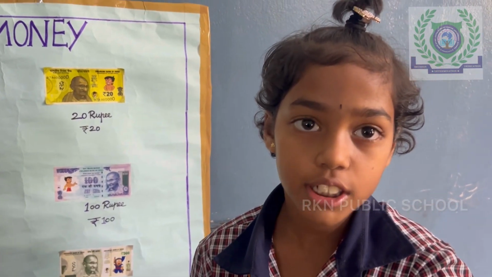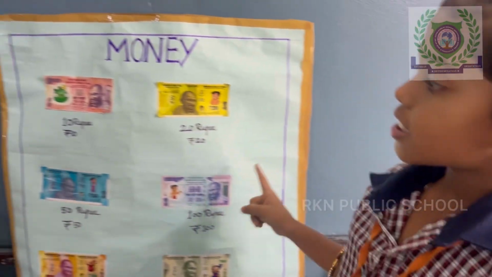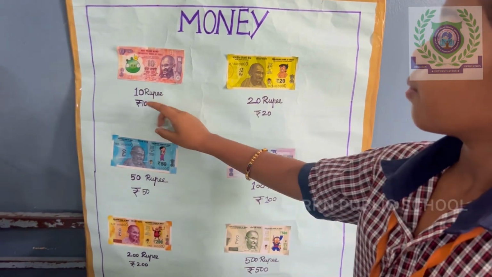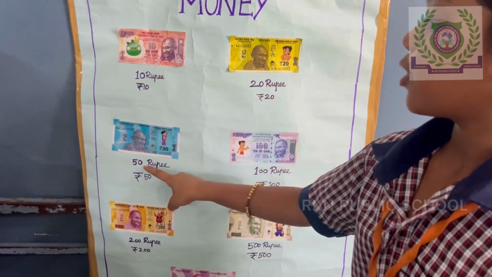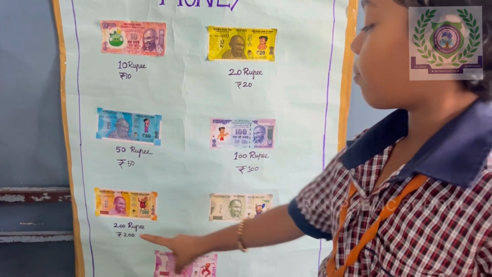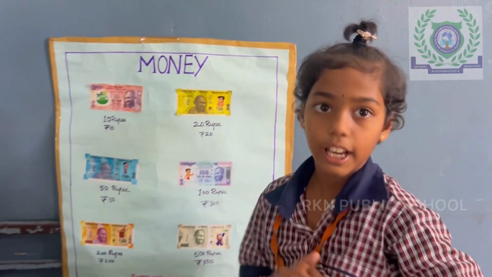Good morning to all. My name is Niranjana. I am studying 4th standard. My project name is Money Working Model. This is Indian currency. 10 rupee, 20 rupee, 50 rupee, 100 rupee, 200 rupee, 500 rupee, 2000 rupee. Thank you.